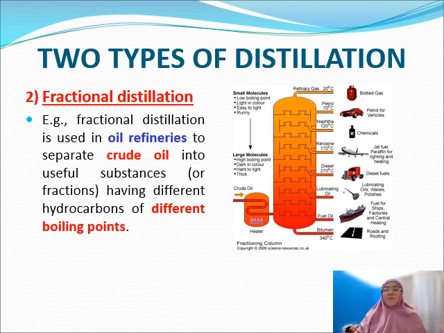Okay, so because of the difference in boiling point and volatility, this helps in the separation of components from the crude oil. So this is the best example of using fractional distillation in the separation of components from a crude mixture. Distillation only has two types. First is the simple, second is the fractional distillation.